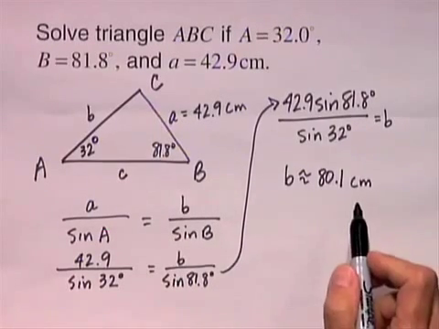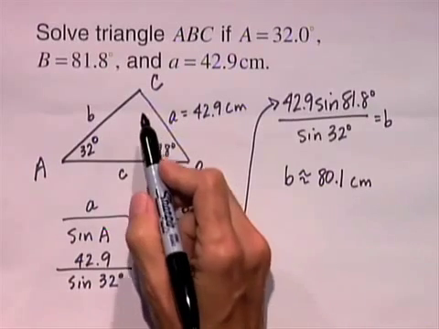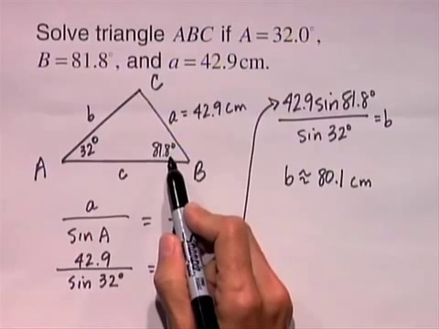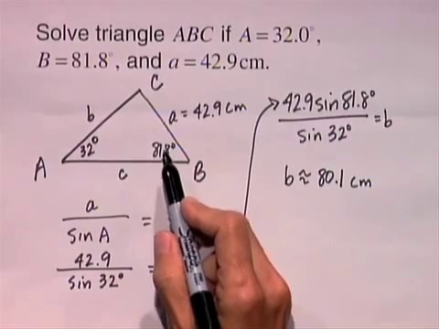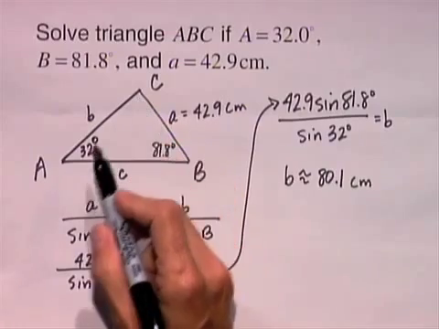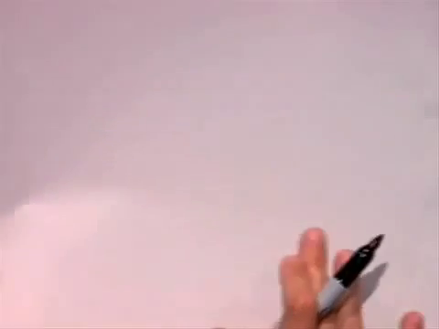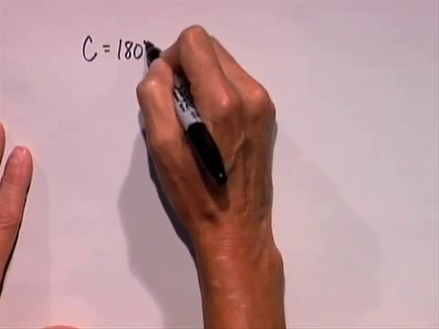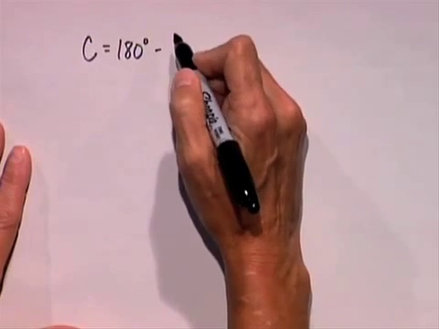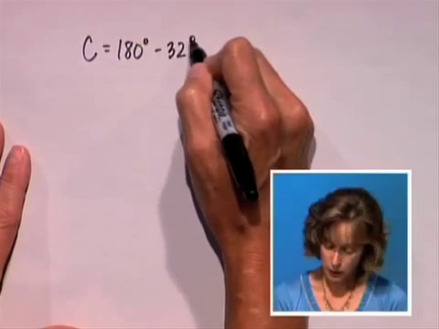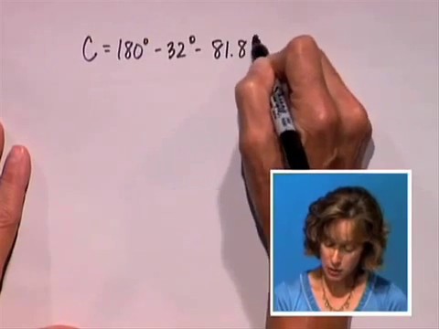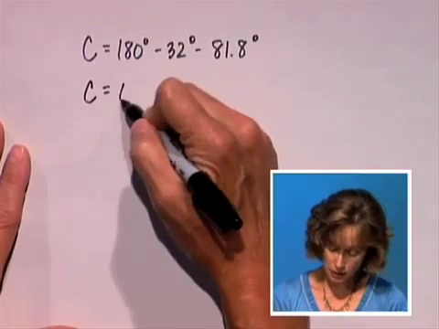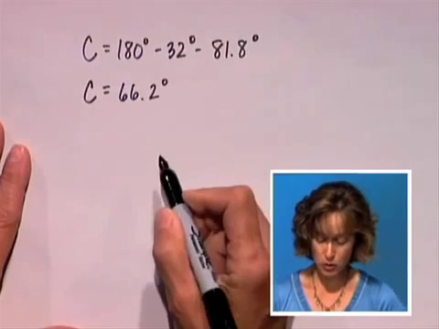So I found side b. The next item I want to find for my triangle is angle C. Note that angle C plus angle A plus angle B have to sum to 180. So to find angle C, I can take 180 degrees, subtract 32 degrees, and subtract 81.8 degrees. And again, with the help of a calculator, you could find that angle C is about 66.2 degrees.